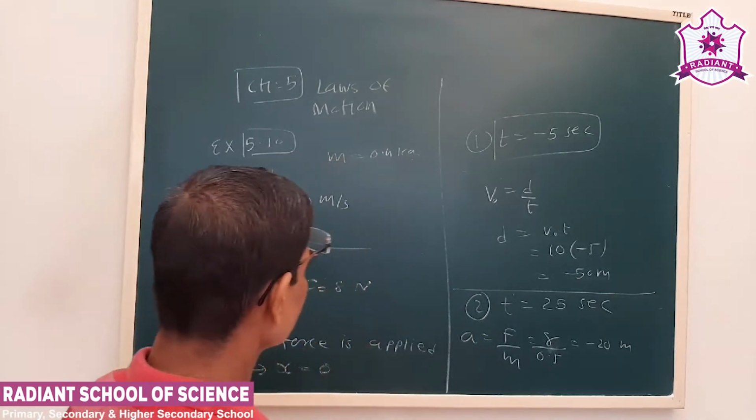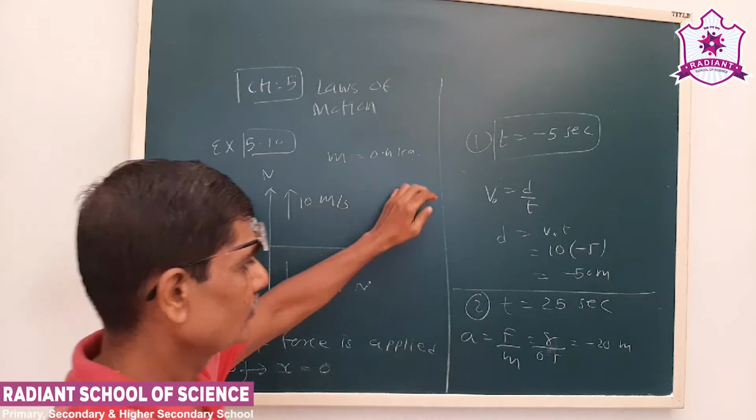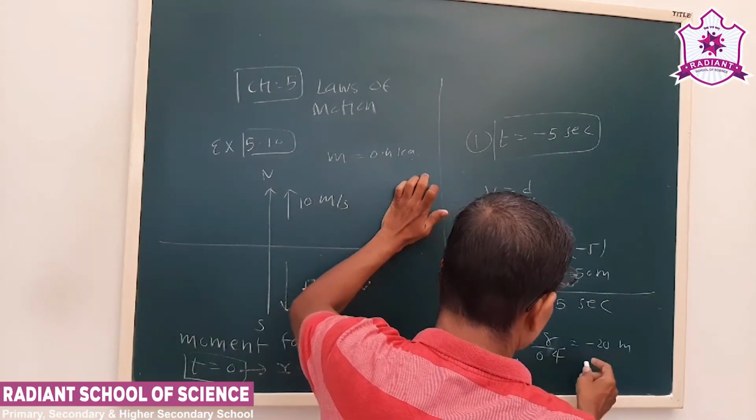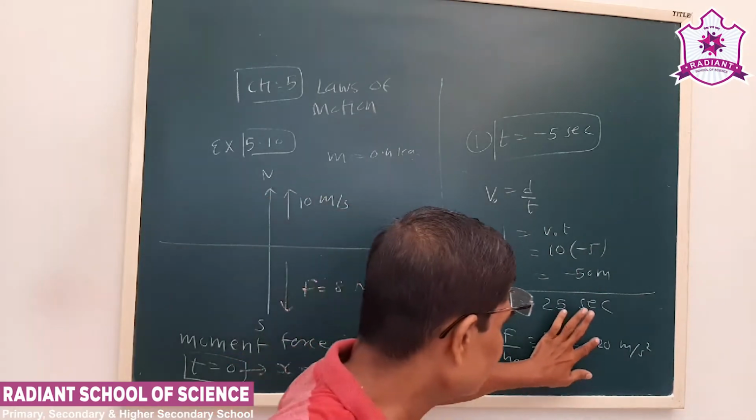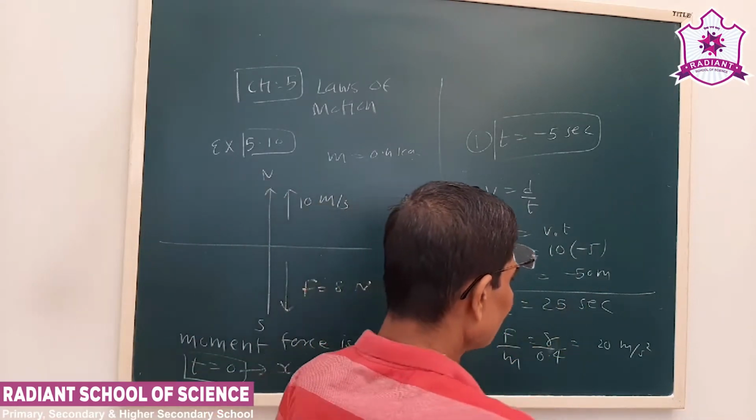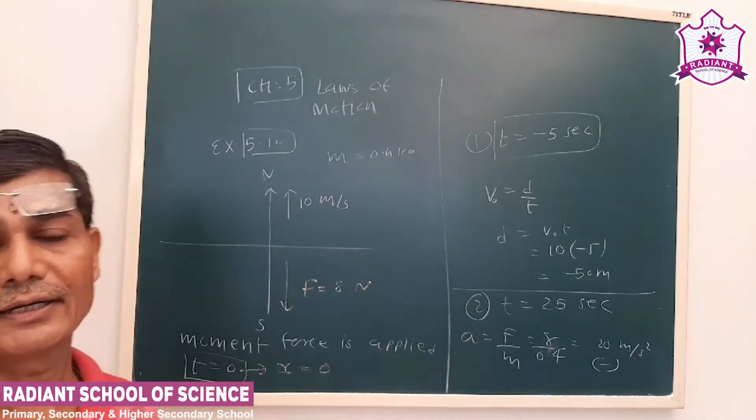Okay, force is 8 Newton, and mass is 0.4 kg. So that is minus 20 meter per second square. This is 20 meter per second square, but why? Because it is a retardation. Okay, we have to take it as negative.